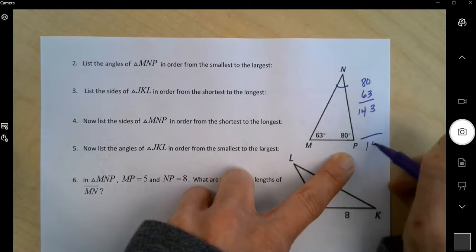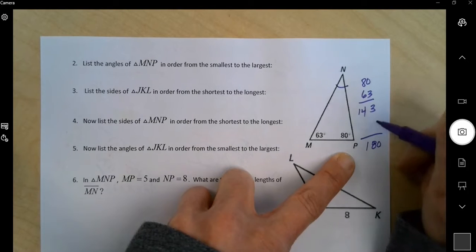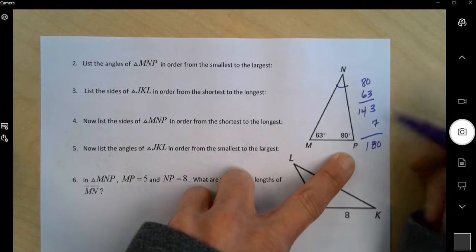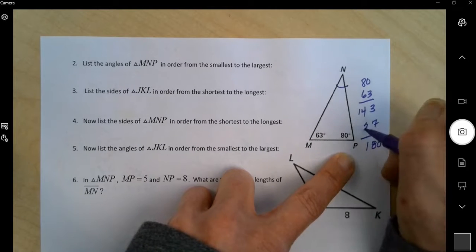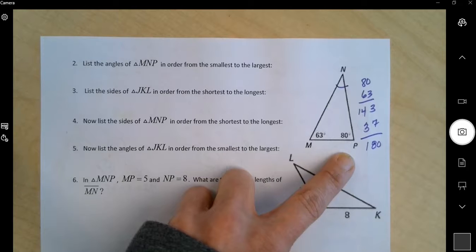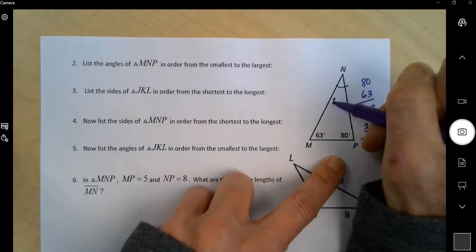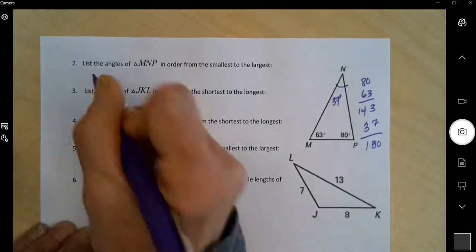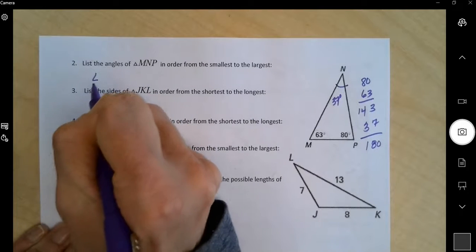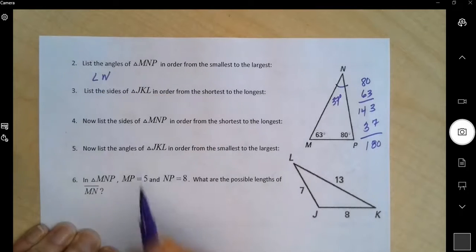And then did you count up to 180? I need 7 here to get me up to 150, and then another 30. You guys okay with that math? So 37 degrees. So I know right away that my smallest is angle N.